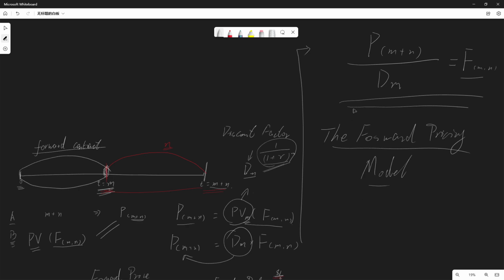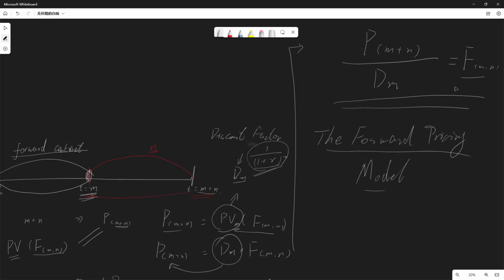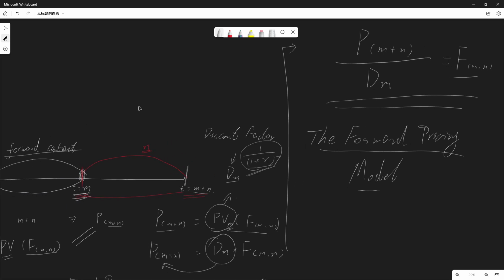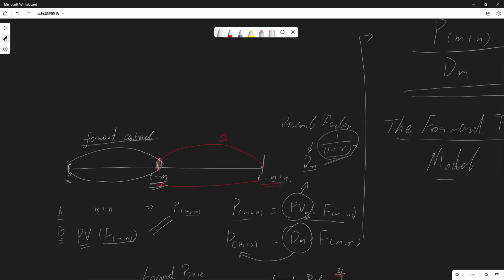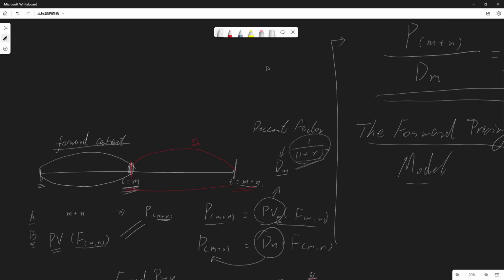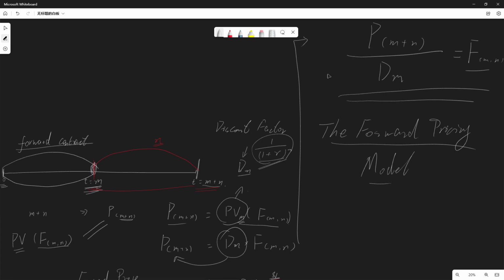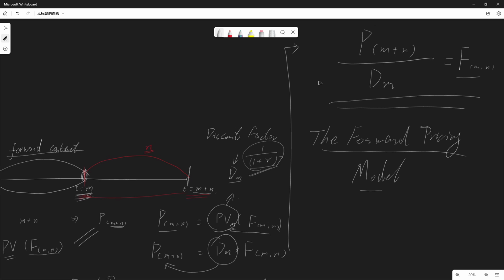So essentially, if you want to calculate the forward price starting at time m and ending at time n, so this period of the forward contract starting here, you can use the price of the whole period right now. If you just buy right now and hold the whole period, and divide it by the discount factor of this period, you can get this forward price. So thus the name forward pricing model. Okay?